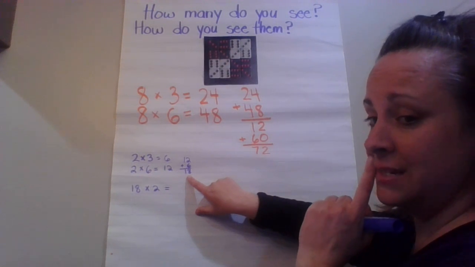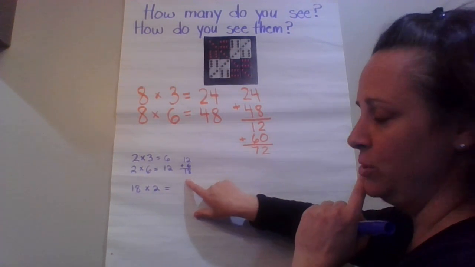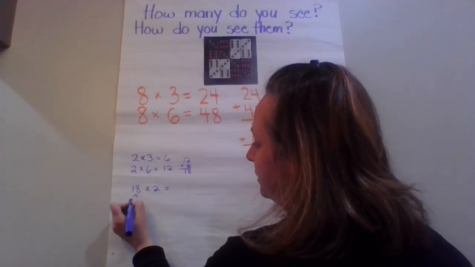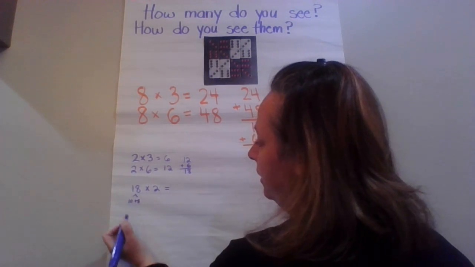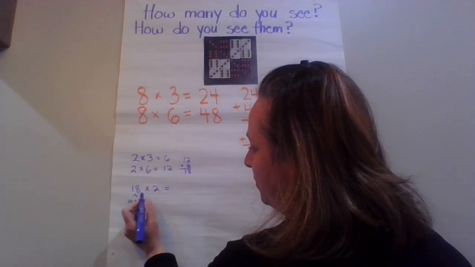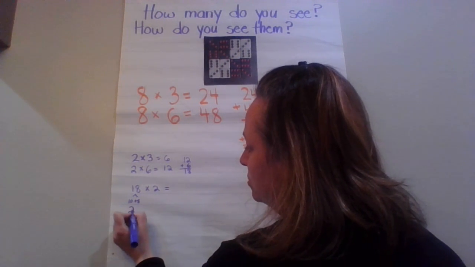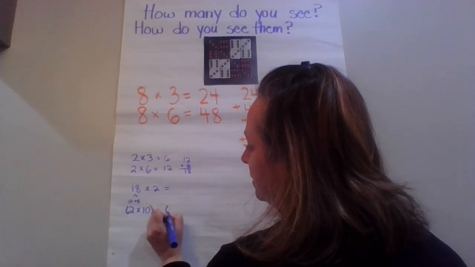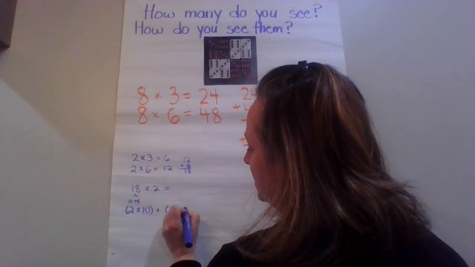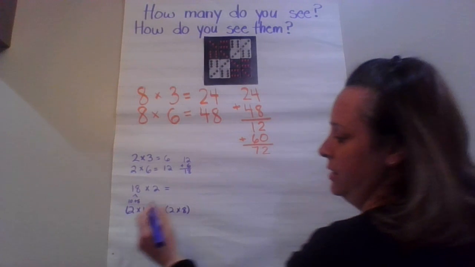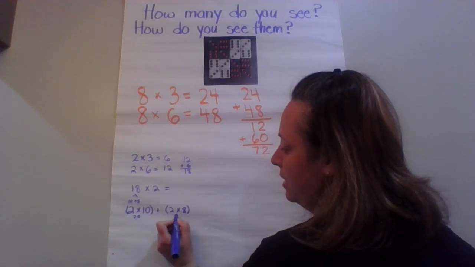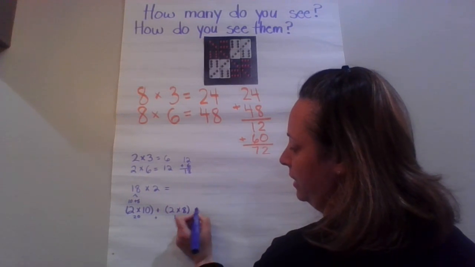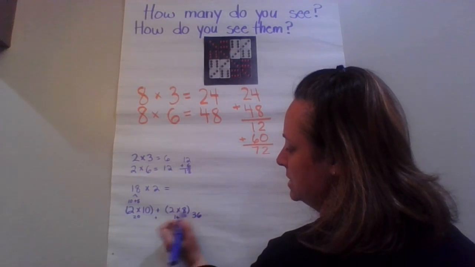Do you know how to do 18 times 2? I bet you do. You can decompose that and use the distributive property. You can do 2 times 10 plus 2 times 8. So I have 20 plus 16, and if I add those together, that gives me 36.